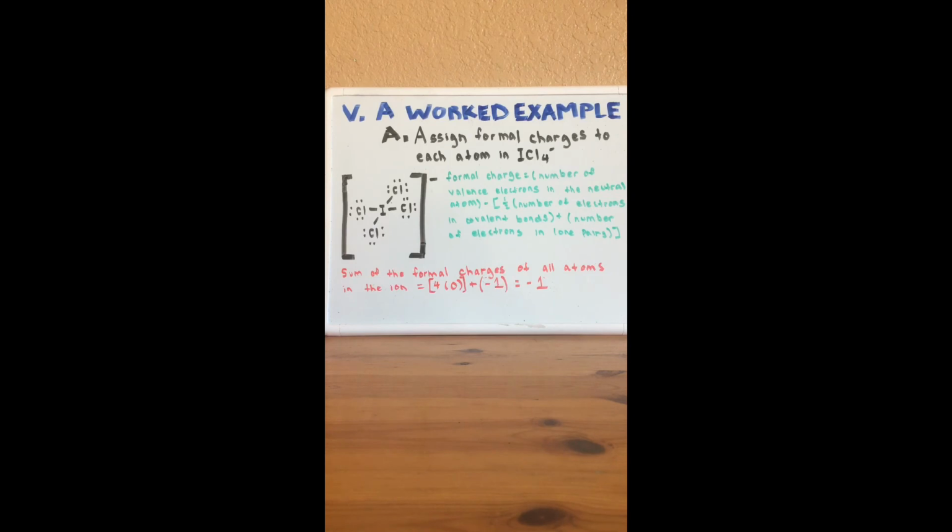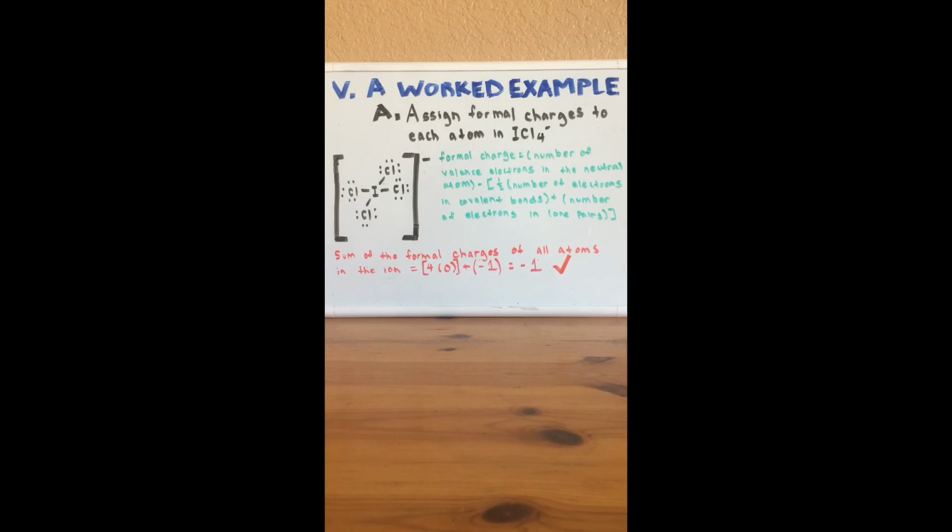The sum of the formal charges of all atoms in the ion can be found by multiplying 0 by 4, since there are 4 chlorine atoms with a formal charge of 0 in the ion, and adding -1, the formal charge of iodine in the ion. The sum is -1, which is equal to the charge of the ion, so the calculation is correct.